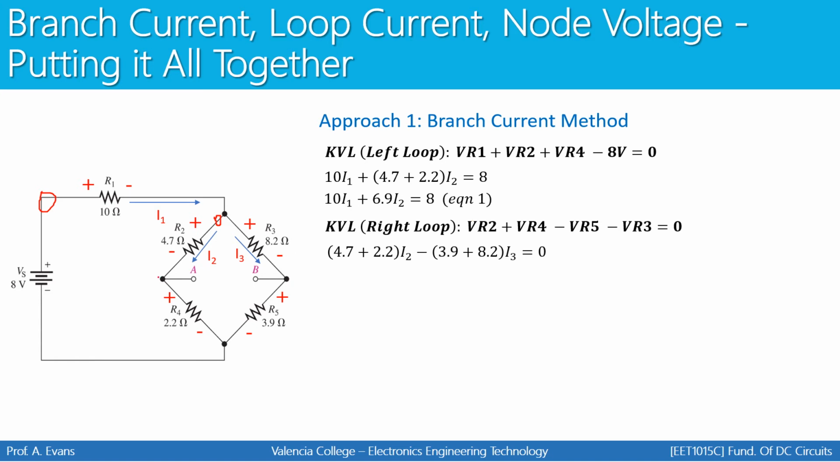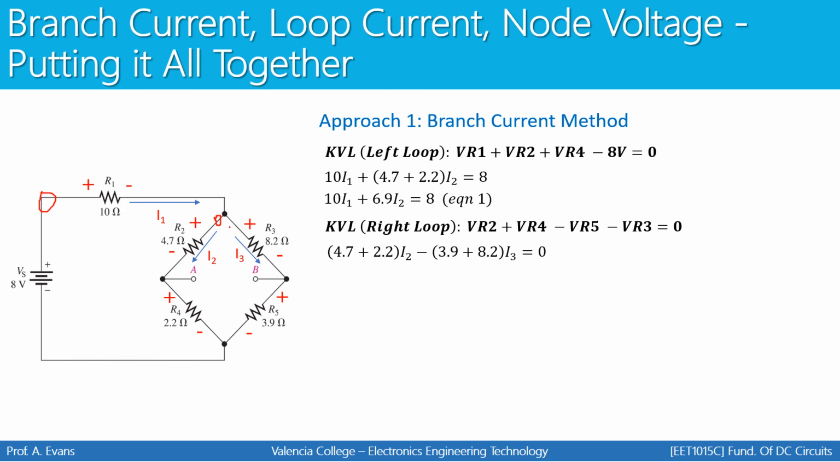Once again, R2 and R4 are in series, so we can combine them. And then we can say that the voltage across these two resistors combined is going to be 4.7 plus 2.2 times I2, which flows through them this way. We can do the same thing for R3 and R5. They're in series. We can combine them. And then we're going to say that the current going through both of these is I3. So we have 3.9 plus 8.2 times I3.